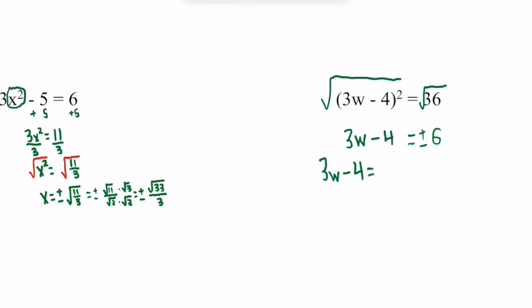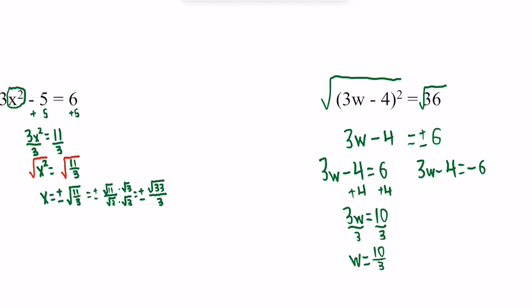One where our expression equals the positive number, and then write it again with that expression equal to a negative number. So when you have an expression with a variable equal to a positive or negative number, you write two equations, one equal to the positive number, one equal to the negative number, and now we solve them both. The first one, you add 4 to both sides, giving us 3w equals 10, and then divide both sides by 3, we have w equals 10/3.